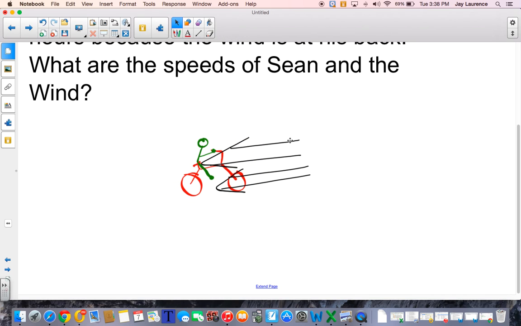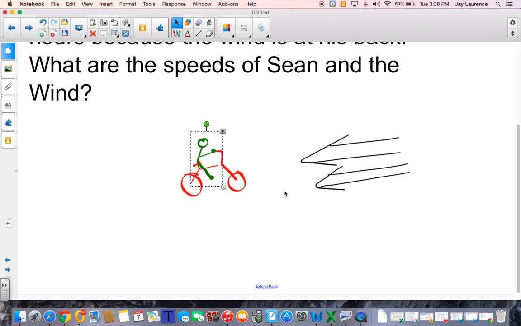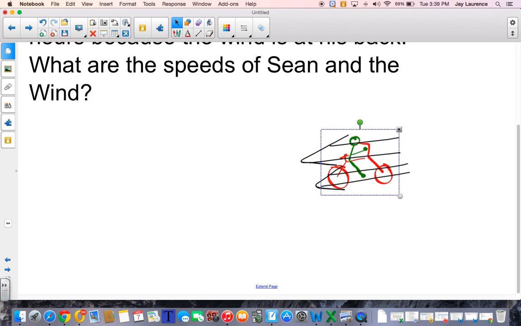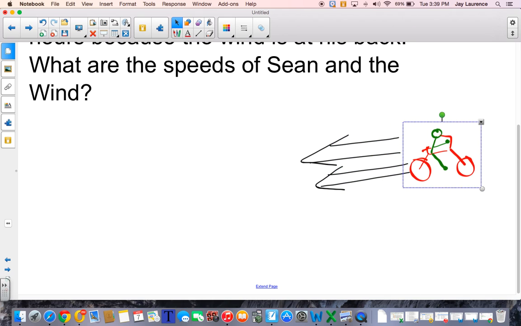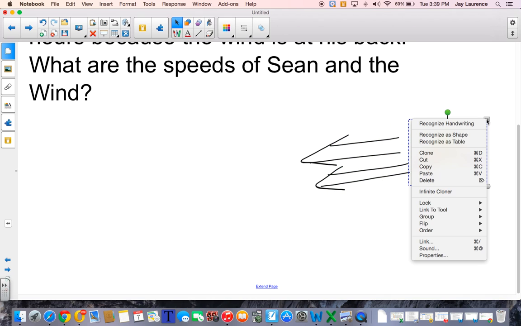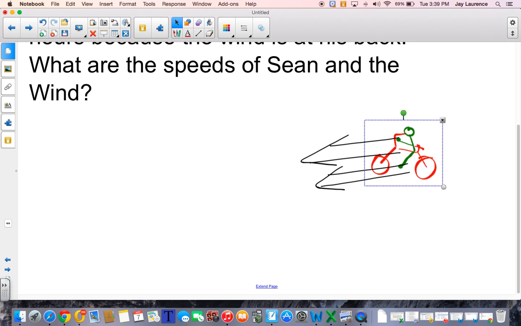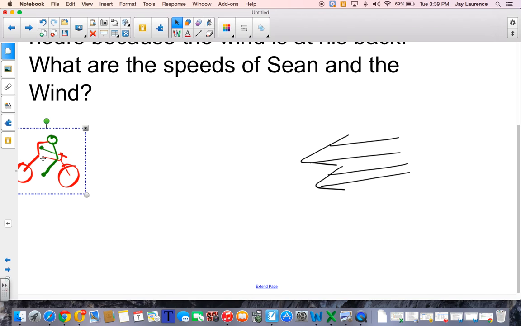Oh, fiddle faddle. The drawing works against Mr. Laurence. Oh, wow, looks like Sean's eating his handlebars.